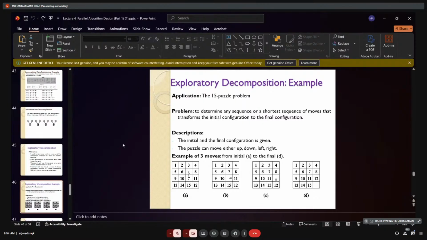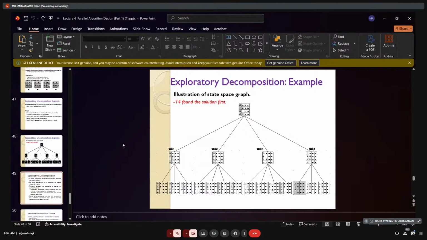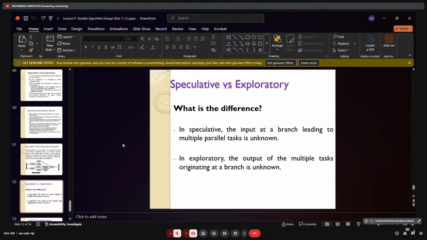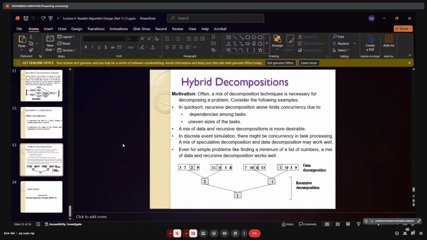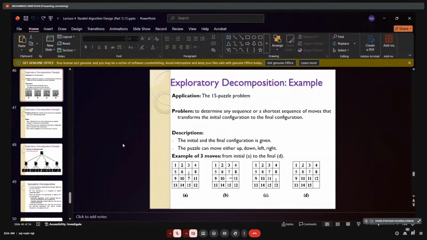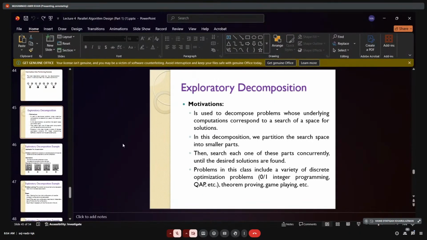We have to use the 15 puzzle problem. Then same thing, this puzzle problem here, and then lastly we have speculative, and then hybrid. Finished. So only 5-7 slides left, and we have to start next week. Any question? I don't want to go further.